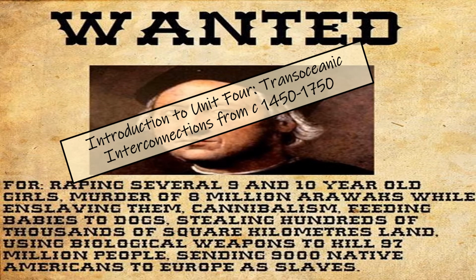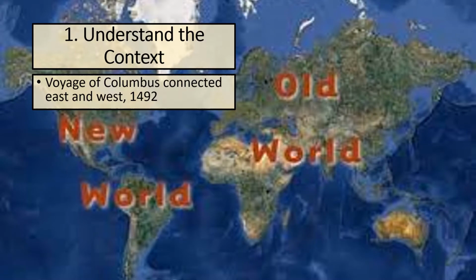Unit 4, or transoceanic interconnections from 1450 to 1750, is marked by a new connection between the Western and Eastern Hemisphere. Some of this produced changes that were positive, a lot of it produced changes that were negative. The voyage by Christopher Columbus in 1492 that connected the eastern and western hemispheres led to the first global trade networks. They provided the framework for historical events for the following centuries.